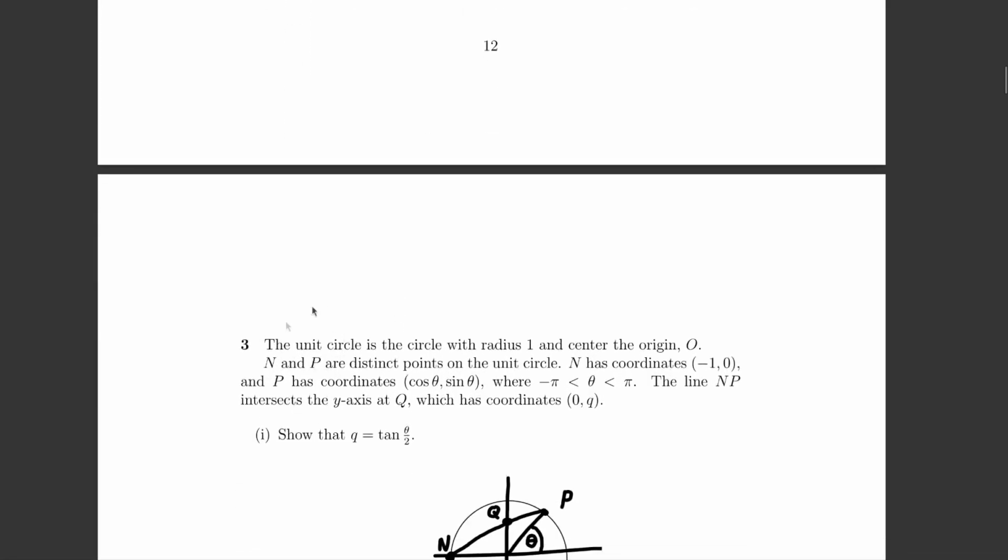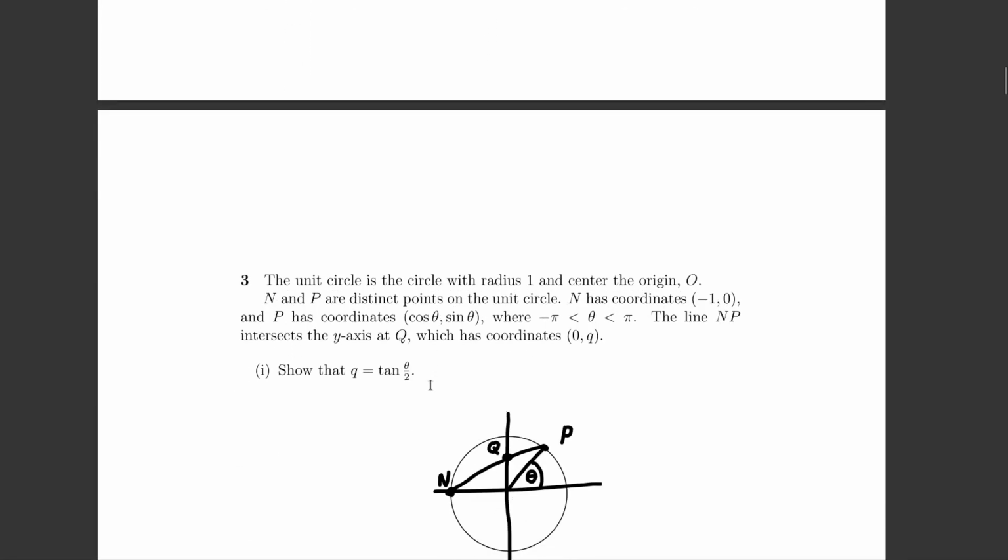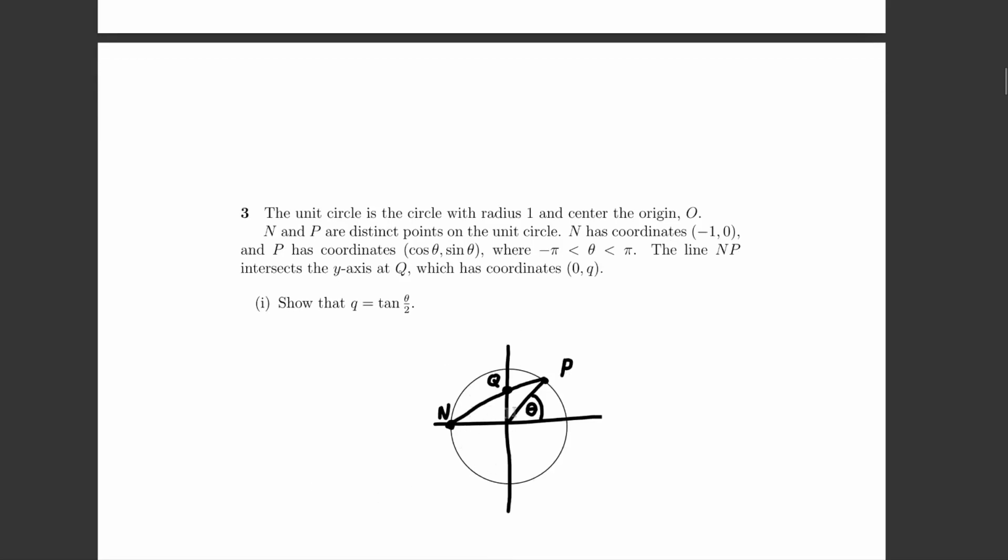So the first thing I did when I read the first part was I basically drew a diagram to try to visualize what is going on. And basically this question is all about a point on a circle, so this point P, and we're basically going to be transforming this point around. But the first part is unrelated to that. They just wanted to work out what the value of Q is, right? In terms of theta.